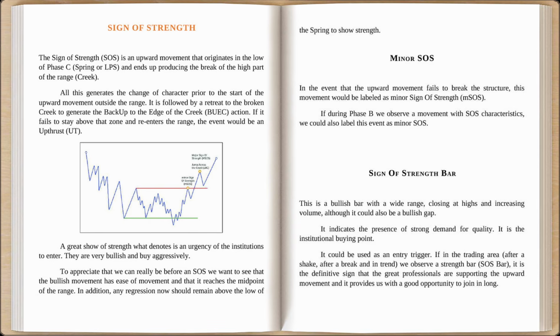To appreciate that we can really be before an SOS, we want to see that the bullish movement has ease of movement and that it reaches the midpoint of the range. In addition, any regression now should remain above the low of the spring to show strength. Minor SOS. In the event that the upward movement fails to break the structure, this movement would be labeled as minor sign of strength, MSOS. If during phase B we observe a movement with SOS characteristics, we could also label this event as minor SOS.